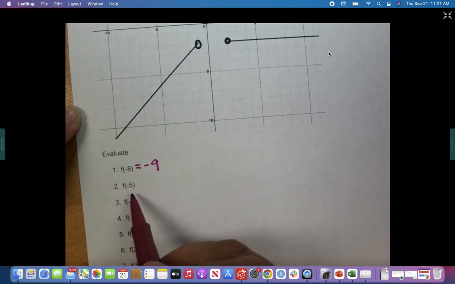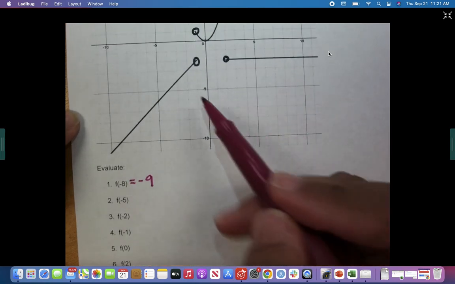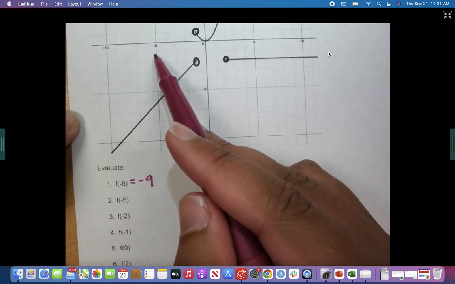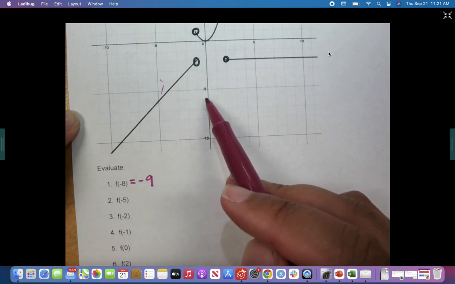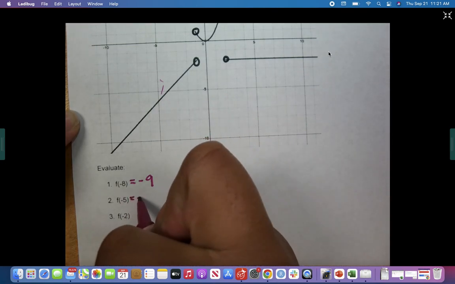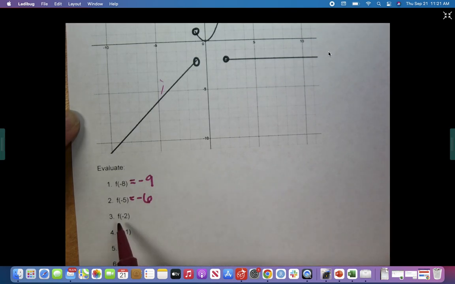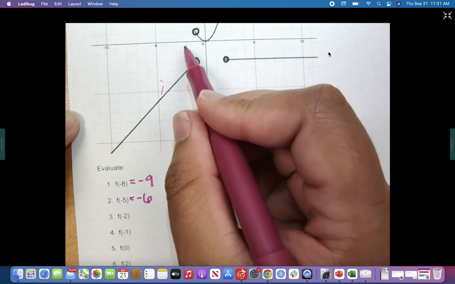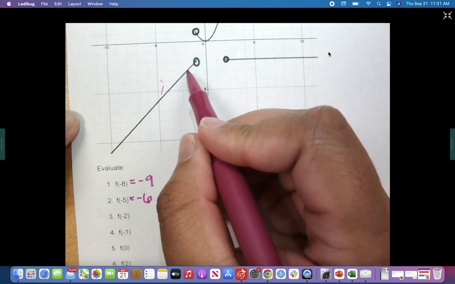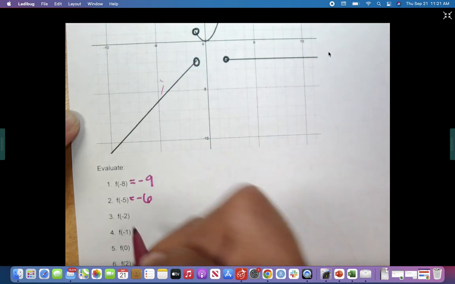F of -5, so the x value is -5. We want the y value that goes with that. So there's where x is -5. The y value that goes with that is -6. Then f of -2, so -1, -2. The y value that goes with that would be -3.